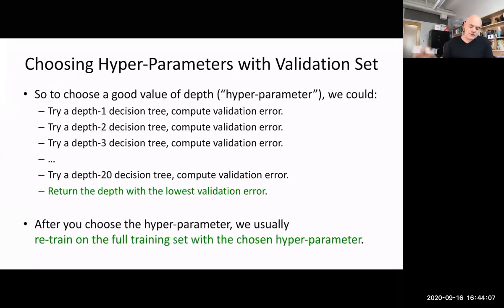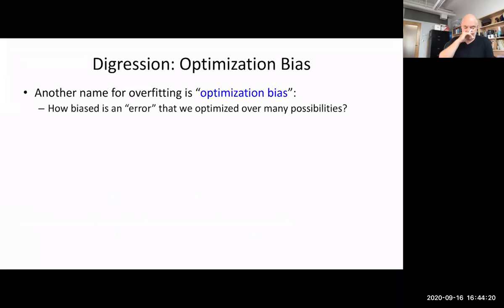And to be clear, after you choose the hyperparameter that minimizes the validation error, you almost always retrain whatever model you're using on the full training data set with the chosen hyperparameter.